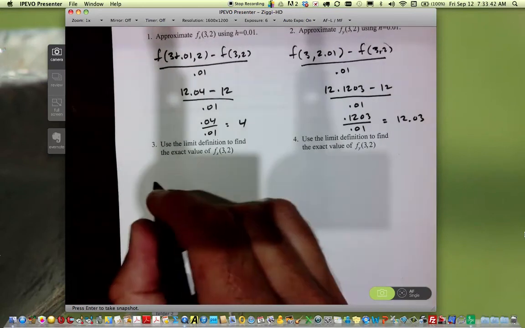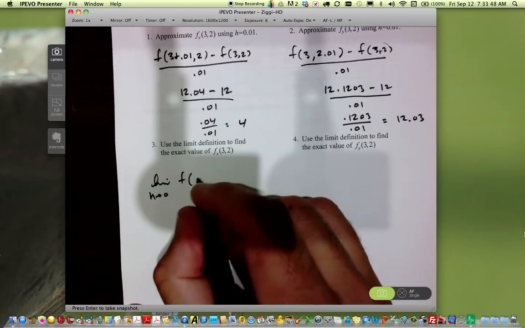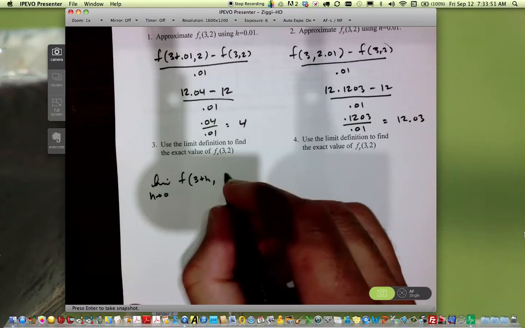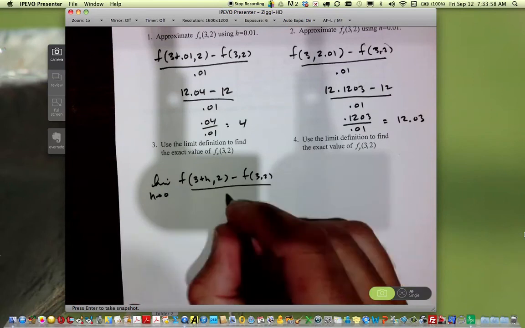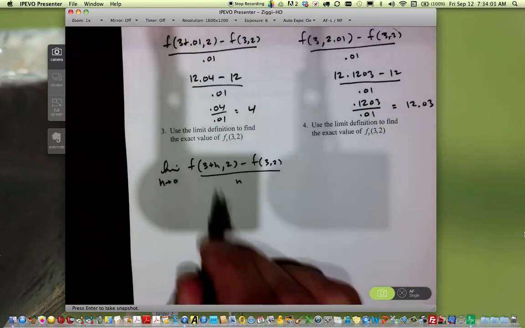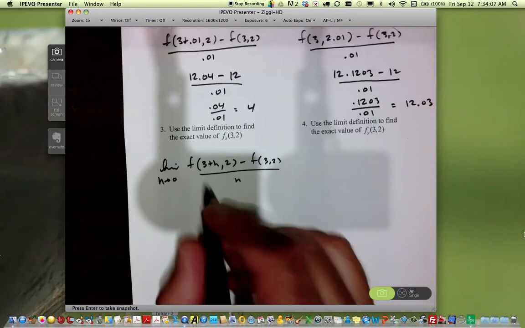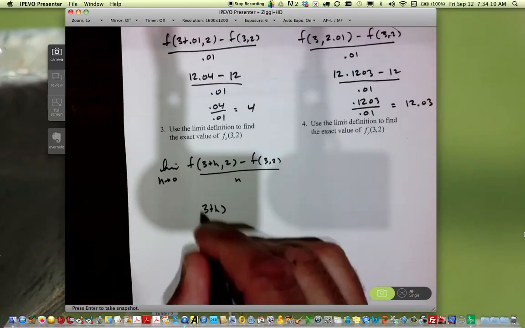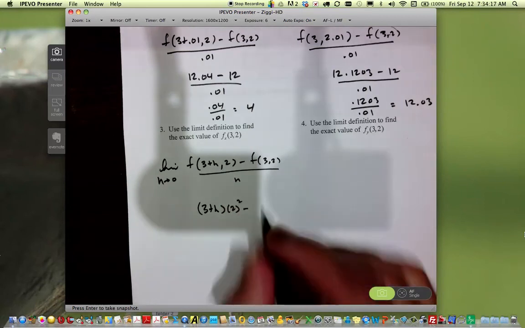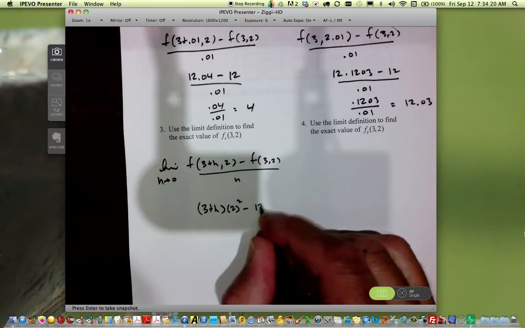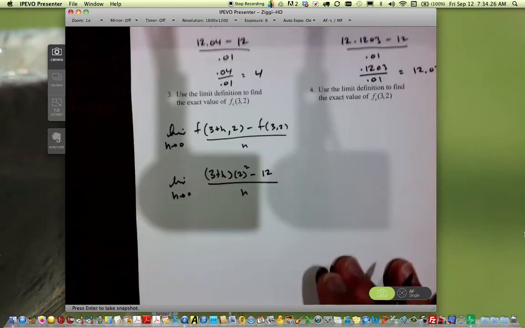Alright, so the definition says, look at the limit as h goes to 0 of f of (3 plus h, 2) minus the value of the function at (3, 2), and then divide all that by h. The function evaluated at (3 plus h, 2), well, the function was xy squared, so we're going to just plug in 3 plus h multiplied by y squared. Well, y squared is just going to be 2 squared, minus the function evaluated at (3, 2) is 12, and then divide that by h, and then look at the limit as h goes to 0.